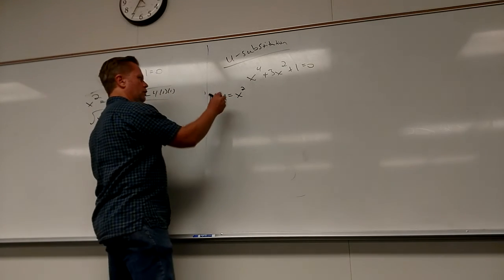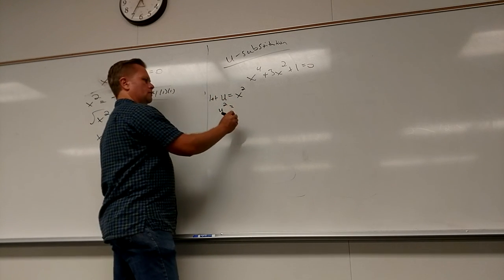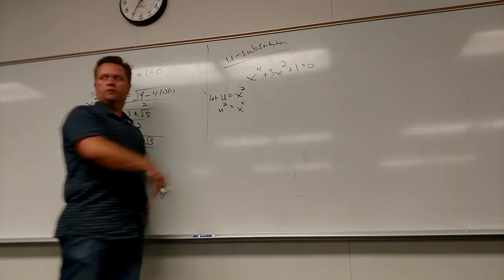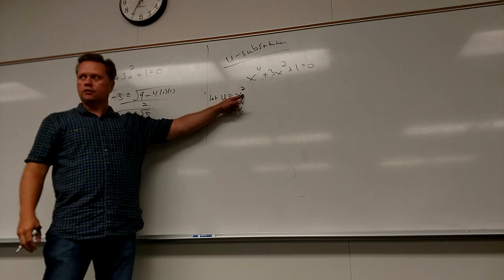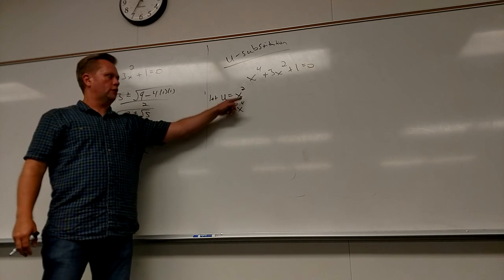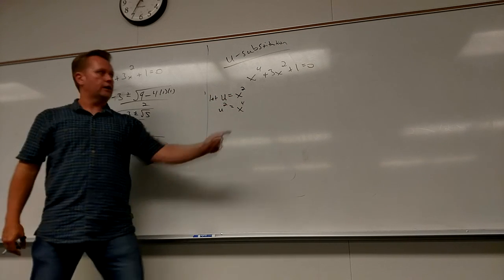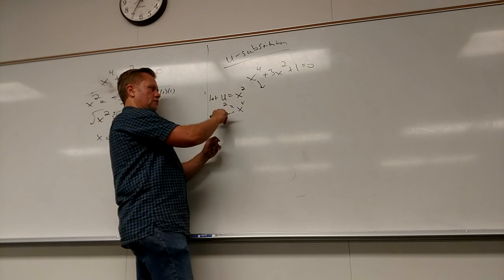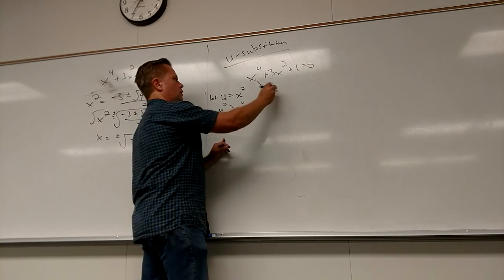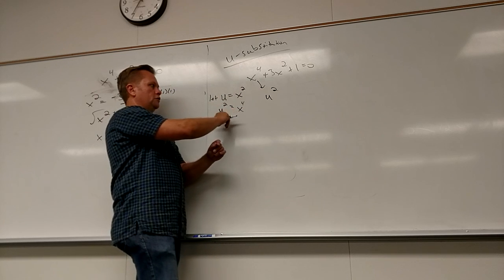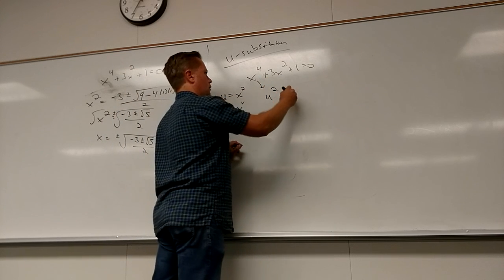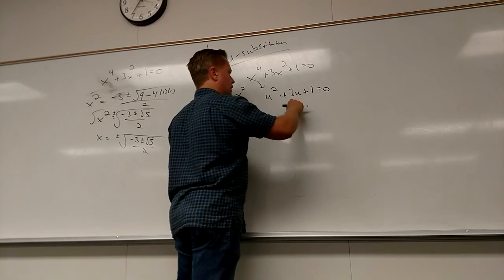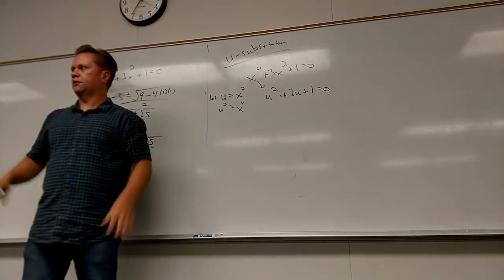So if U is x squared, what's U squared? X to the fourth. There you go. If U is x squared, then when I square U, I would square x squared and get x to the fourth. So how can I rewrite this? What's x to the fourth? U squared. What's x squared? U. Doesn't that look normal now?